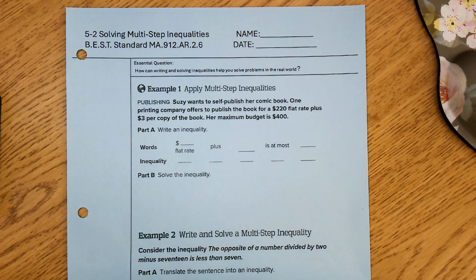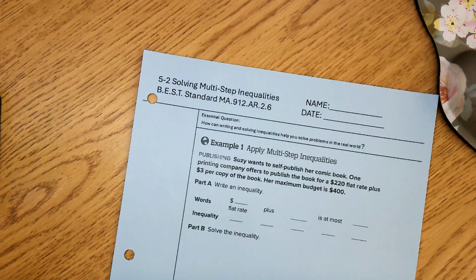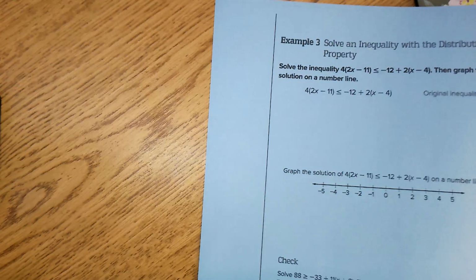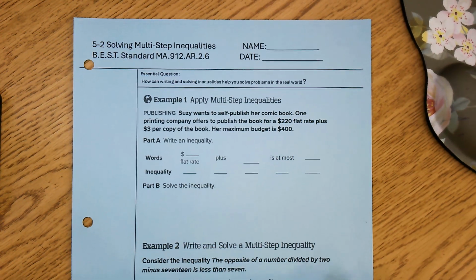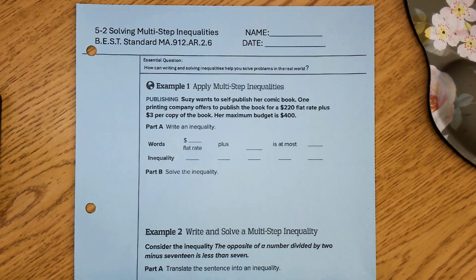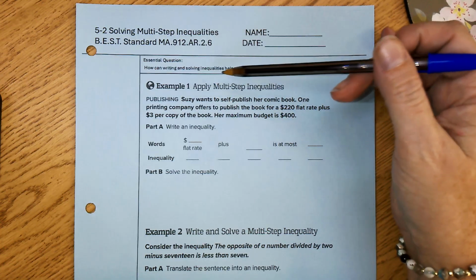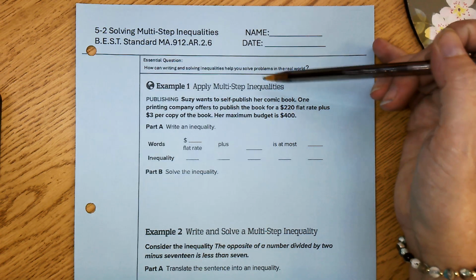And we also learned when we graphed, we do open circles for greater than, less than, and we do closed circles for greater than or equal to, or less than or equal to. All right. So we have 2 examples on the front. We have a couple on the back. All right. So let's do this. Okay. So let's see. Example 1. We're going to apply multi-step inequalities.